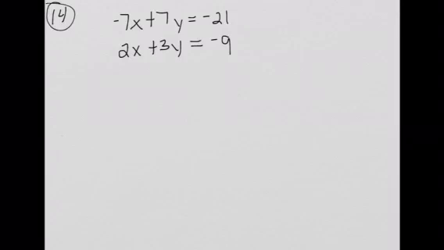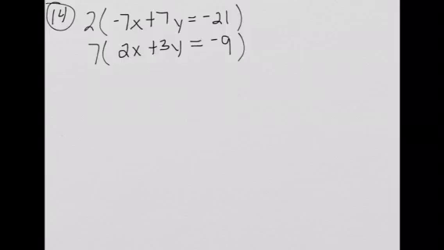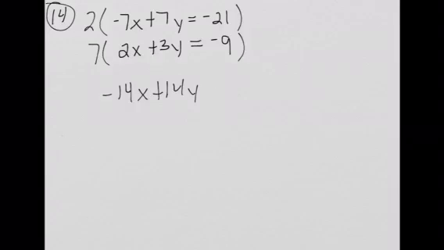All right, so number 14 was one of those solving systems, and I told you to solve it by elimination. So what we're trying to do is either cancel out the x's or cancel out the y's. Since the x's, one's positive, one's negative, I'm going to go for that. If we look at 7 and 2, we need the common denominator for those, and that's 14. So to get that, I'm going to have to multiply the top equation by 2, and multiply the bottom equation by 7. So multiplying the top one, we get negative 14x plus 14y is equal to negative 42.